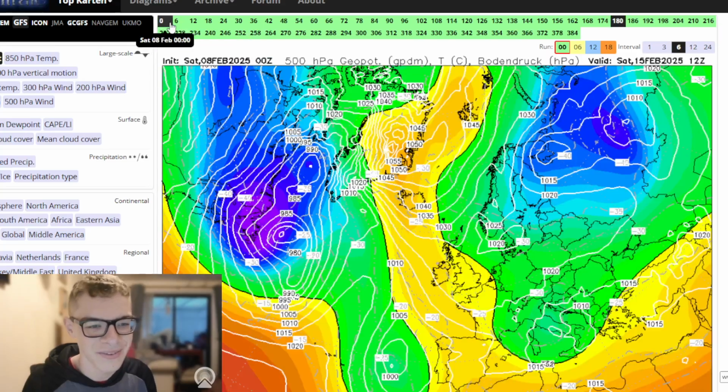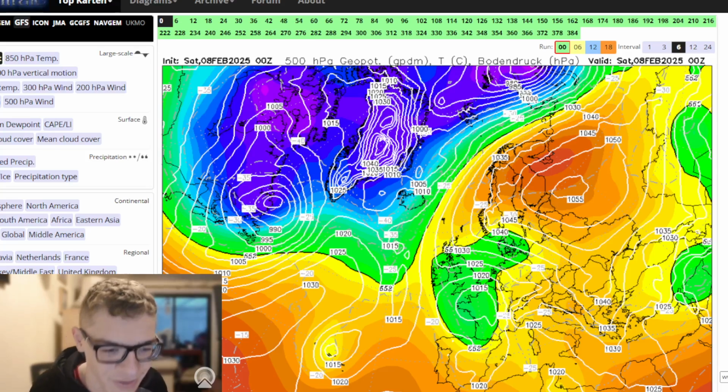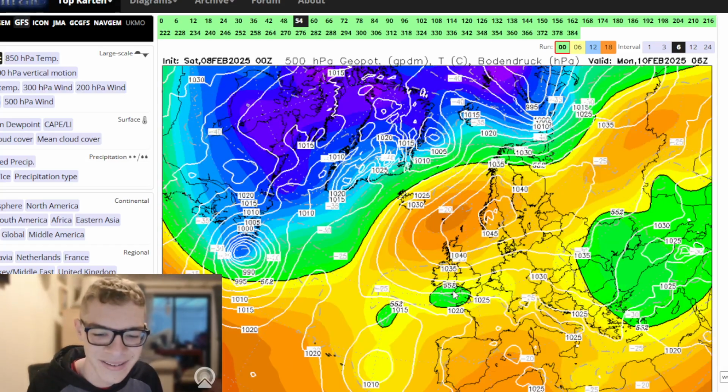Next, we'll have a look at the GFS, which has been very pessimistic. Shall we have a look then? Do we unleash the beast? Let's have a look. Let's stop being silly.